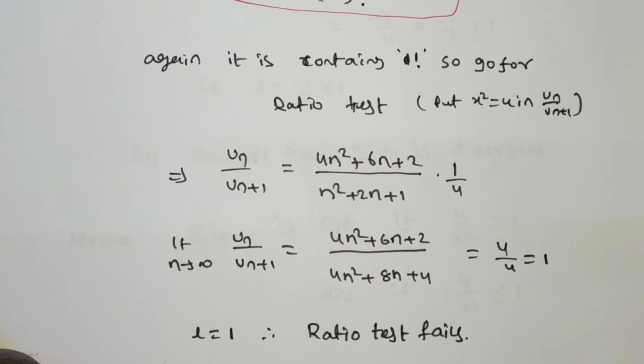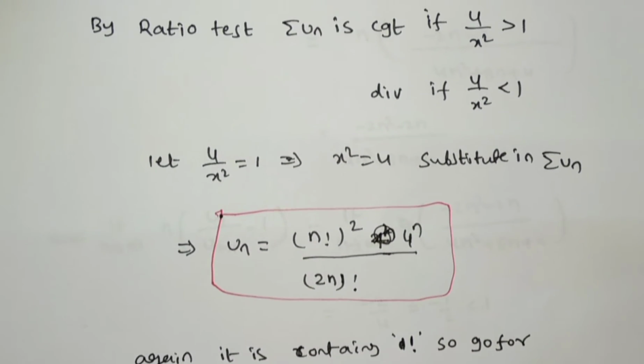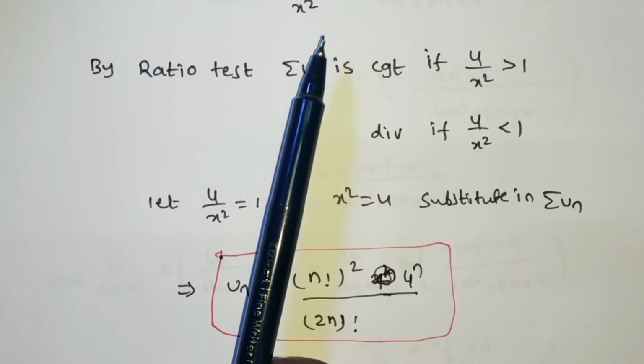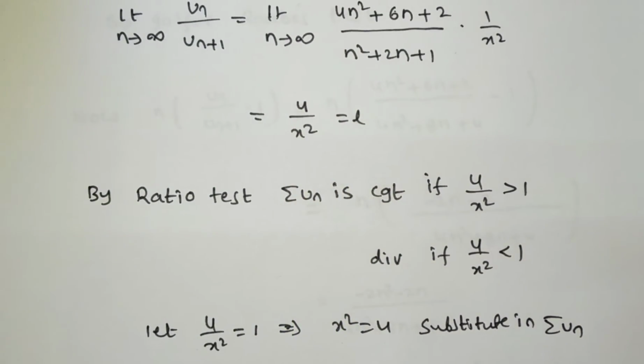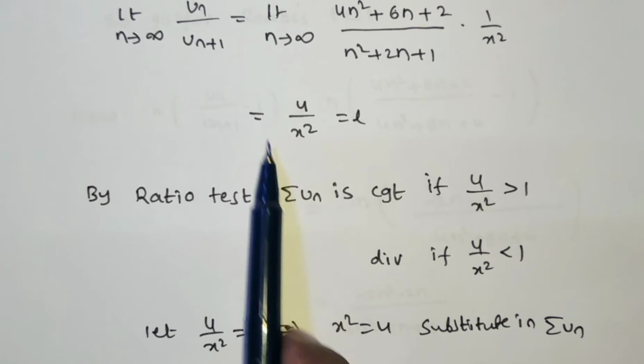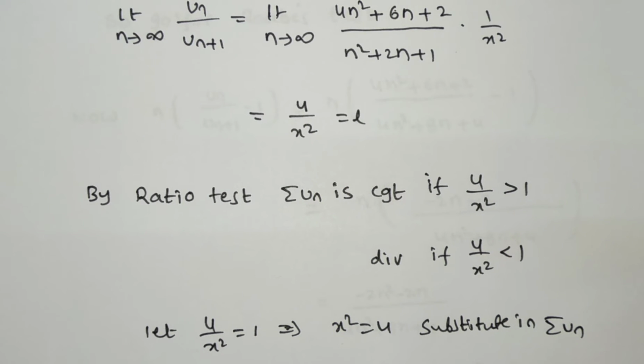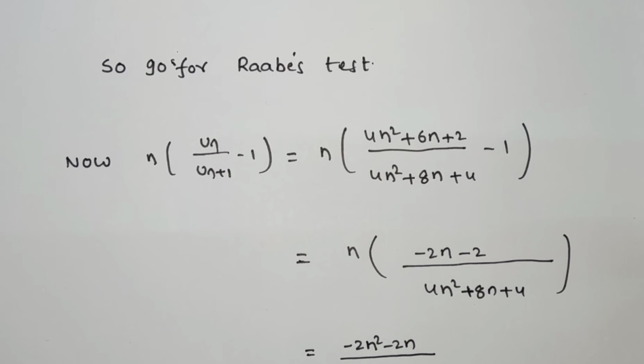Does the L value contain x by e or e by x? You check it. What is L here? L is 4 by x square. It does not contain e. So go for Raabe's test. If it contains 4e by x square or 4 by x square into e, that is, if it contains an e term, you have to go for the logarithmic test. But it does not contain e, so you have to go for Raabe's test.